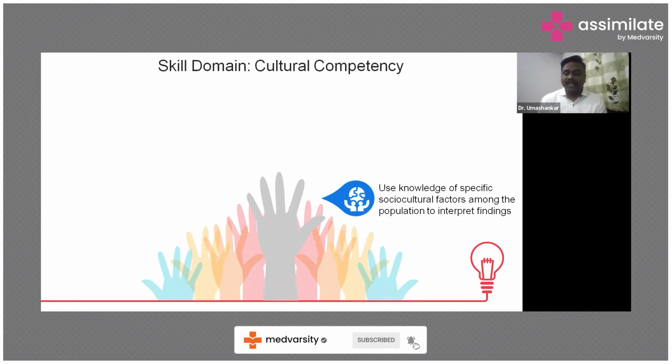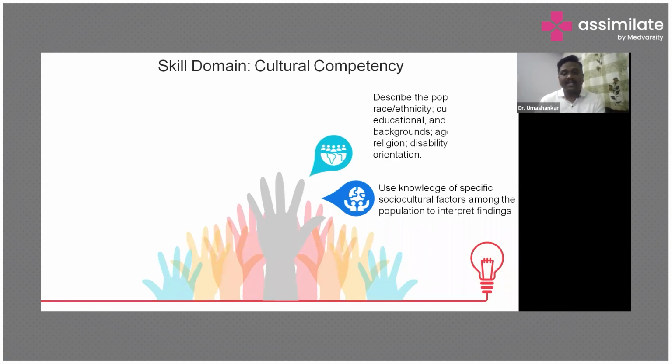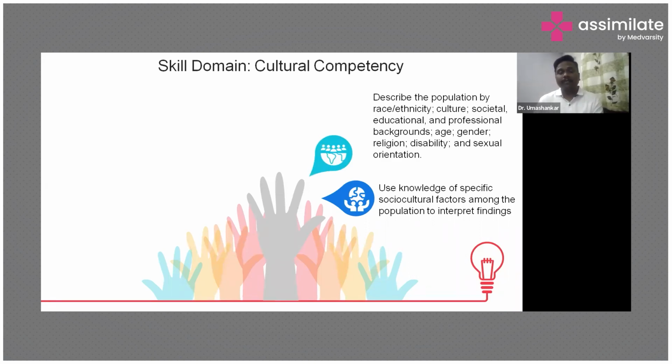If the community believes in, let's say they believe in certain XYZ process, or their culture talks about drinking alcohol, we should understand that and then only try to work. We cannot directly go and give our principles to them and say, no, no, this is correct, this is wrong. No. Understand what are the socio-cultural factors among the population, and based on that, take it forward.